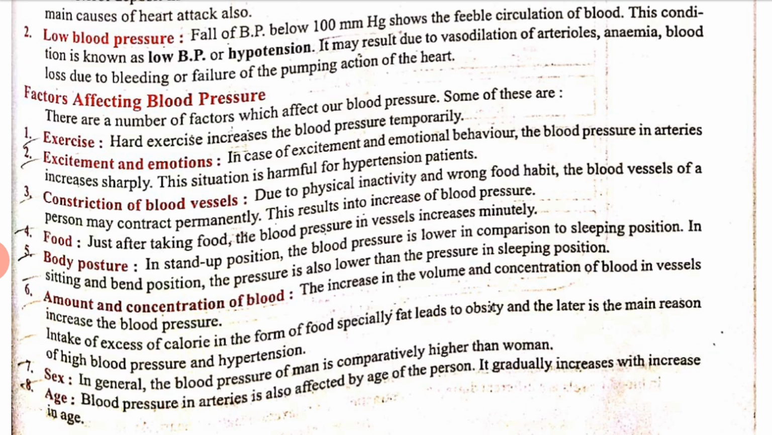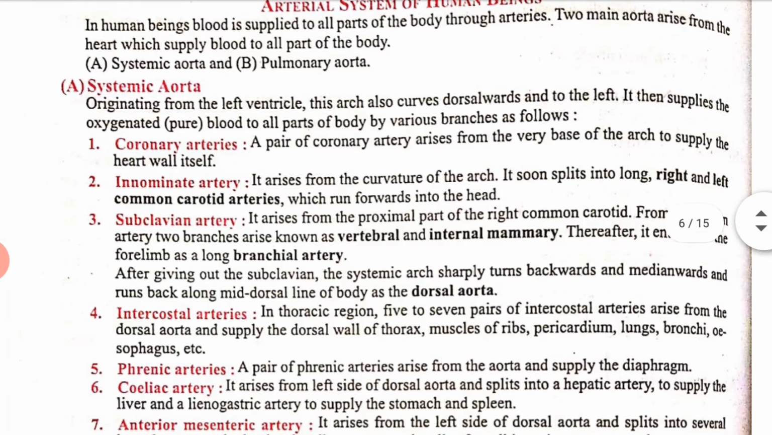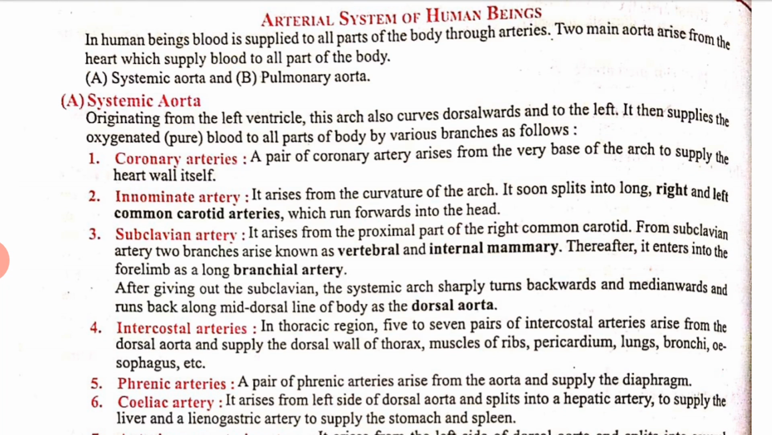Now, the arterial system of human beings. I explained this already. In human beings, blood is supplied to all parts of the body through arteries. The two main aortas arise from the heart, which supply blood to all parts of the body, that is, the systemic aorta and the pulmonary aorta. The systemic aorta originates from the left ventricle, this arch curves dorsalward and to the left, and then it supplies the oxygenated, that is pure, blood to all parts of the body by various branches.